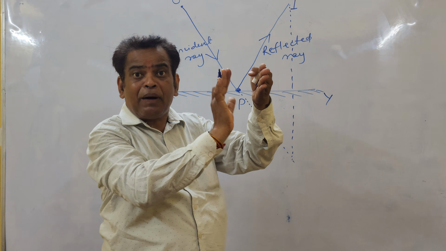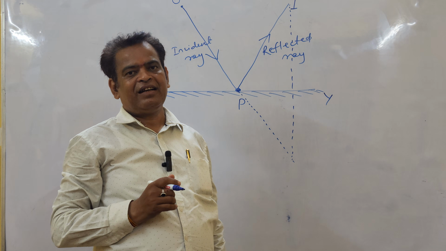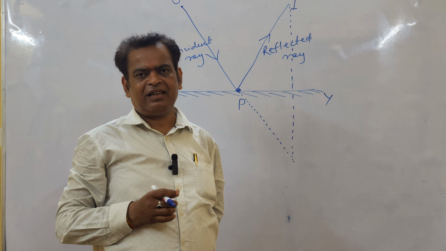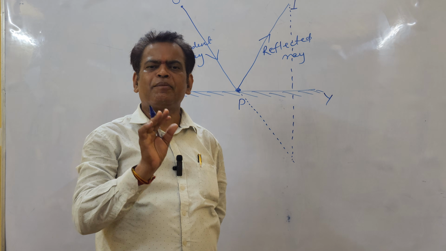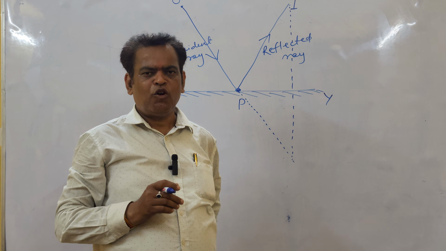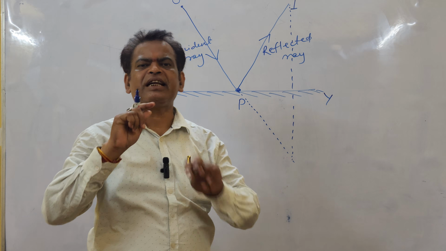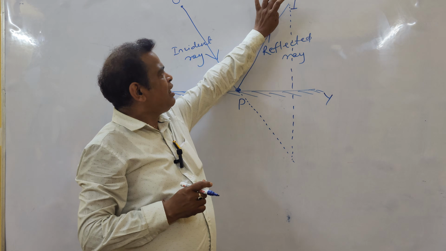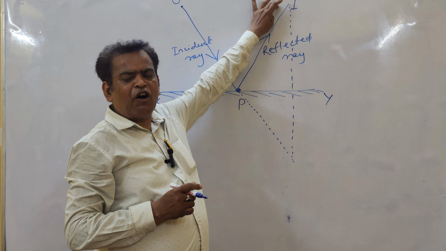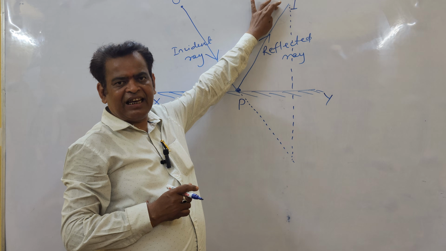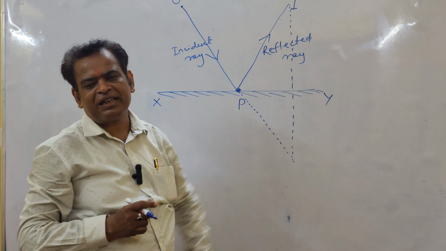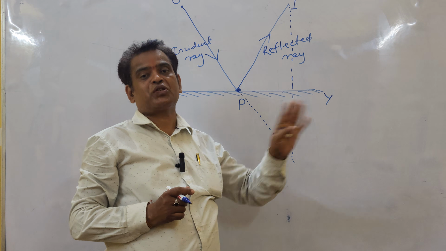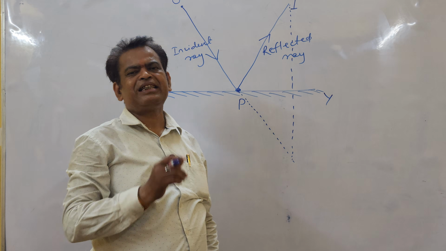If the image is obtained on a screen, then that is a real image. Image actually is of two types. One is a real image, another is a virtual image. If an image is caught by a screen, then that image is a real image. But if any image appears to be produced at a given point, that is a virtual image.